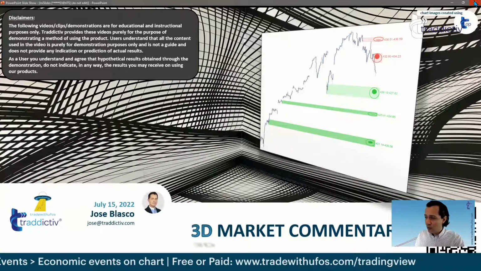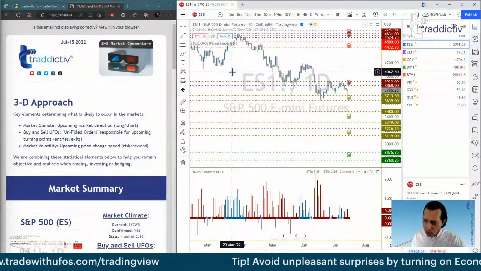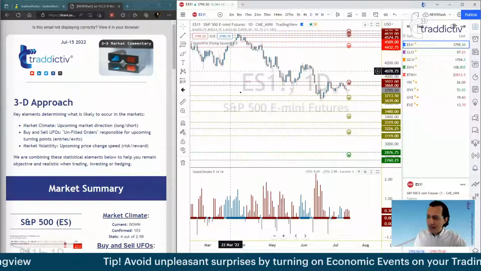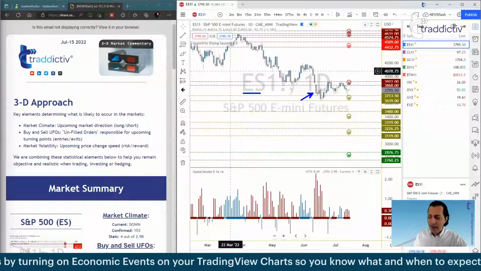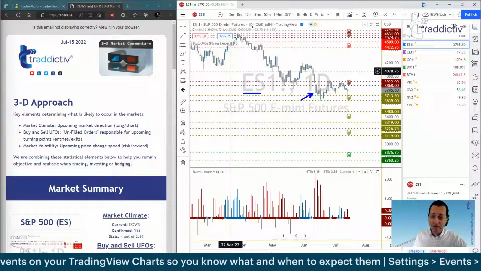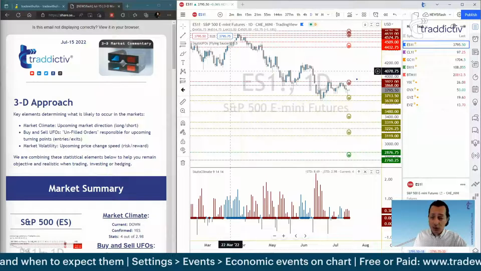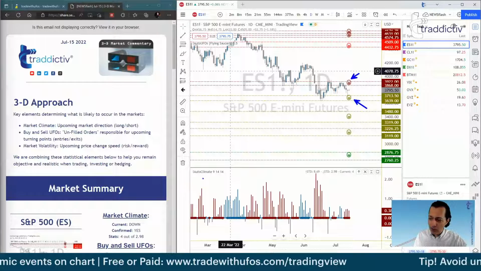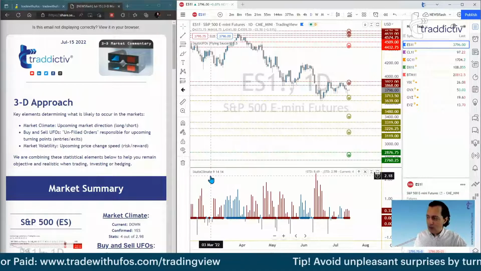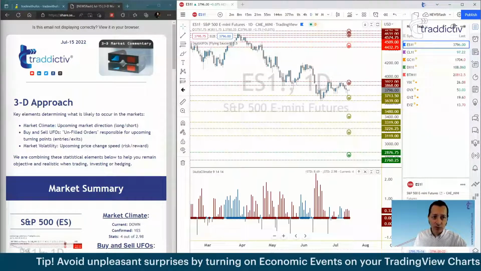Let's dive into our real-time charts, and let's begin our market analysis. So what do we have here? On the right, I have the S&P 500 daily time frame chart. This is utilizing the platform TradingView, which is free to use. Then we have a collection of tools such as the UFOs as well as the AutoClimate, which I will discuss in a moment.